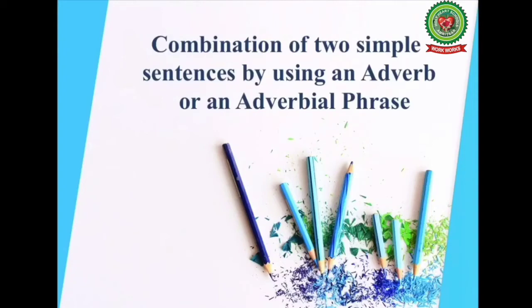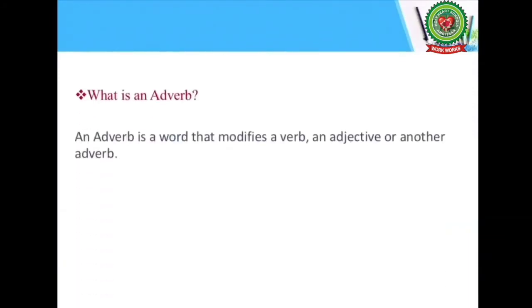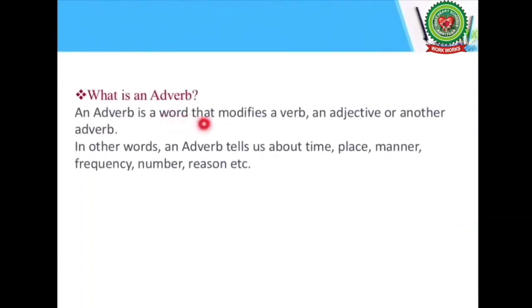Now come to the next topic, the combination of two simple sentences by using an adverb or an adverbial phrase. But before we start with this topic, let us discuss what is an adverb. An adverb is a word that modifies a verb, an adjective, or another adverb. In other words, an adverb tells us about time, place, manner, frequency, number, reason, etc. We can also say that it gives the answer to when, where, what, why, how much, how often, etc.